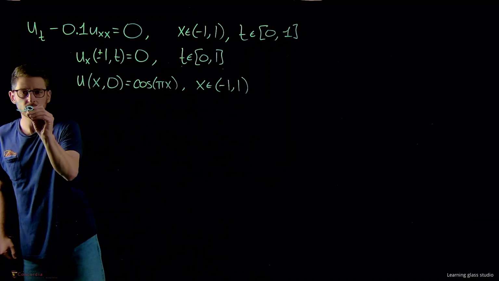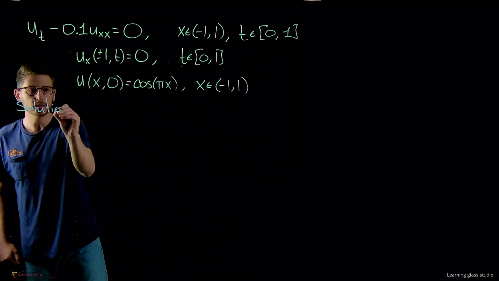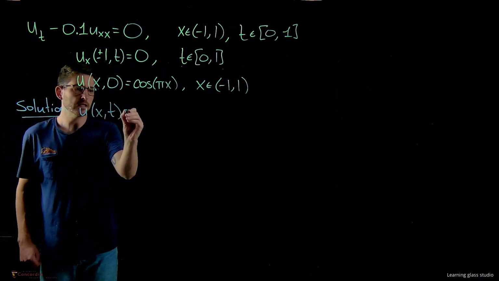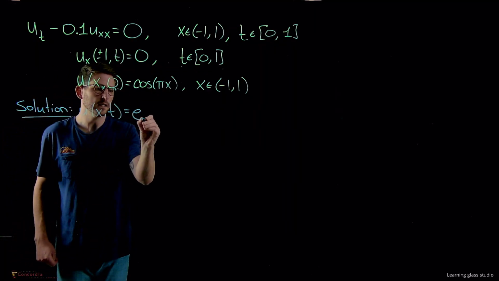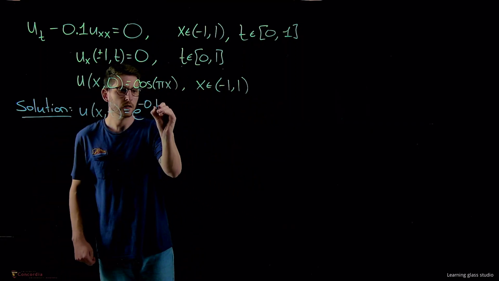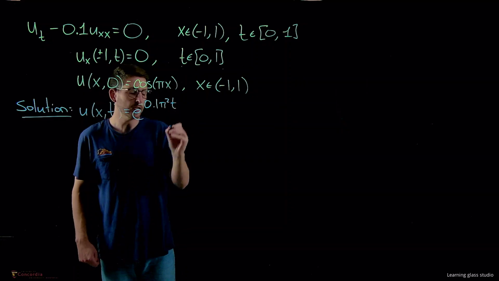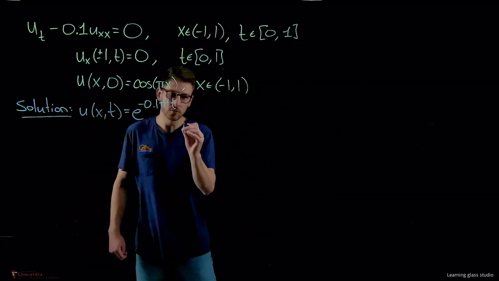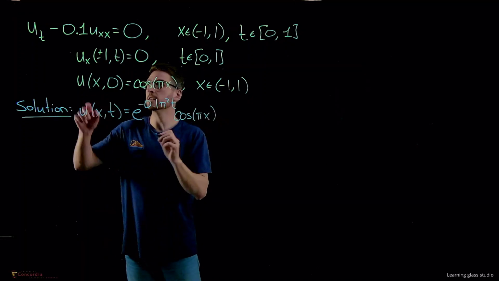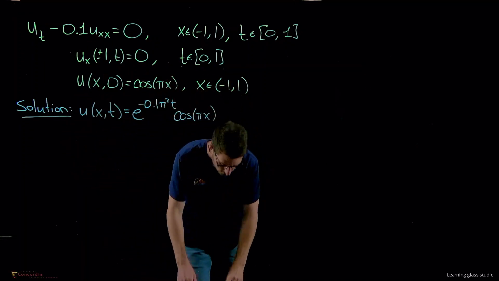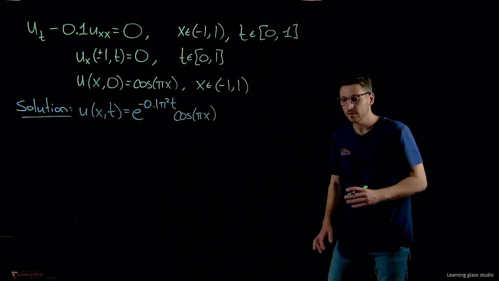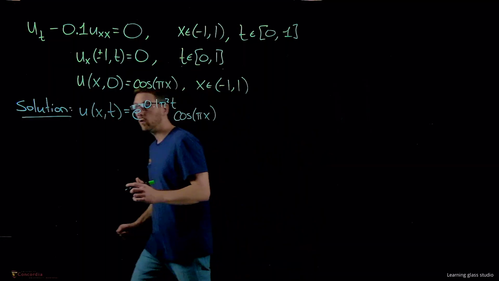So if you solve this using separation of variables and sine and cosine series, u of x, t is equal to e to the minus 0.1 pi squared t, and then times cos of pi x. And you can very easily check that this satisfies all three of these conditions. I mean, it's a fun exercise to solve these things. Everybody loves solving partial differential equations, of course.